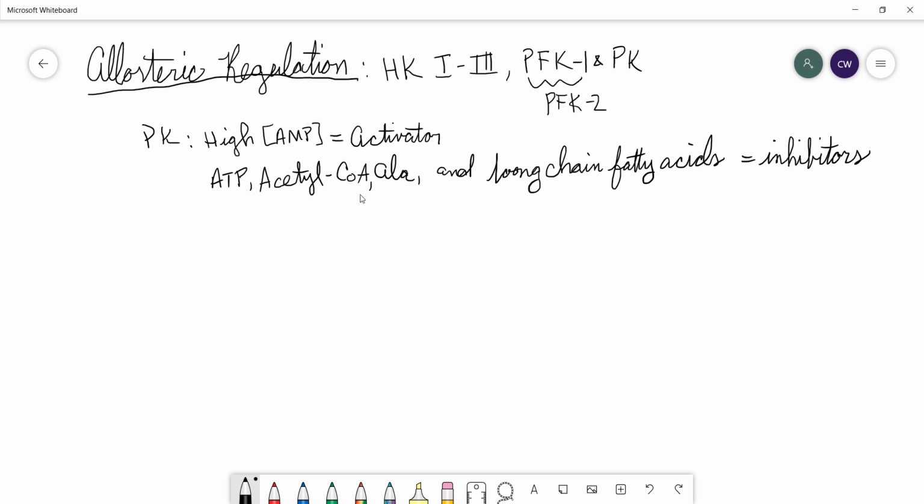If there's a lot of ATP, a lot of acetyl-CoA, a lot of alanine, a lot of long-chain fatty acids, these things all imply that the cell has plenty of energy. Or sorry, not alanine, it's alpha-lipoic acid, and other long-chain fatty acids. These will inhibit it because these molecules indicate that the cell has plenty of energy. So pyruvate kinase doesn't need to function.